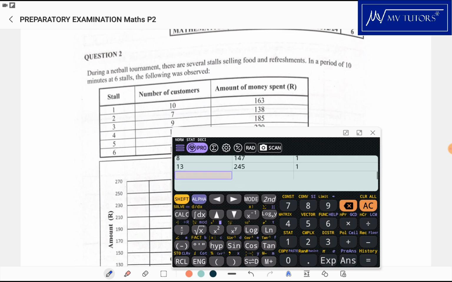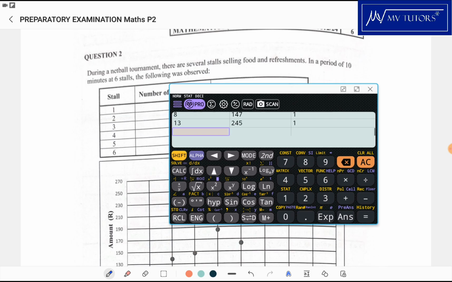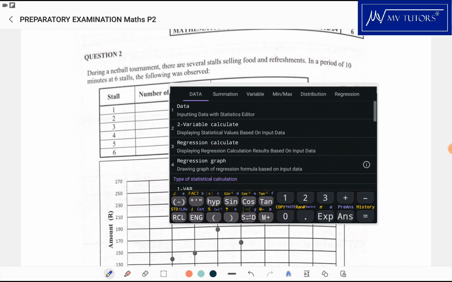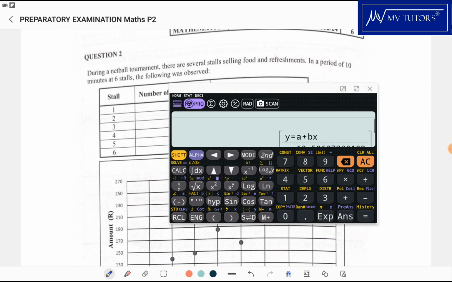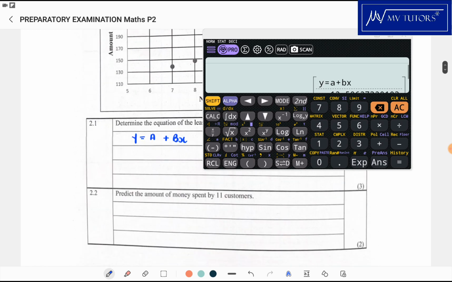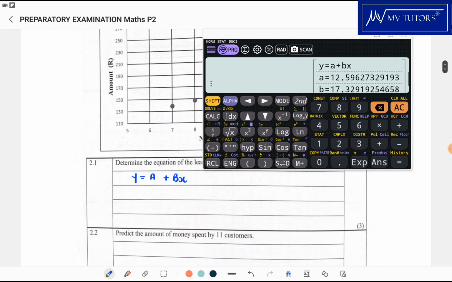Now what do we do? We can just say AC and then shift stat. We're going to see the 2 variable calculate, but here we're looking for the regression calculate. There we see we have y is equal to a plus bx. For a, we have 12.596. I'm going to round off to 3 decimal places, so 12.596 and then plus bx.